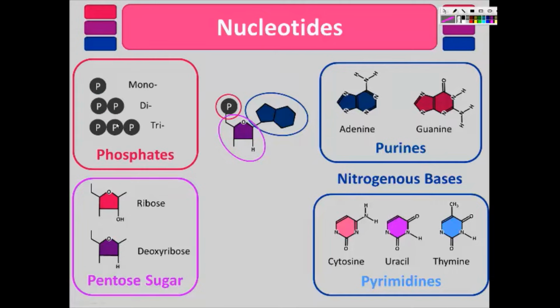The third part of the nucleotide are the phosphate ions. Since phosphate has a negative charge, phosphate groups regulate the charge of the nucleotide. They also regulate its energy level. We'll explore that feature of nucleotides later. Nucleotides can have a mono, di, or triphosphate groups attached to their pentose sugars.